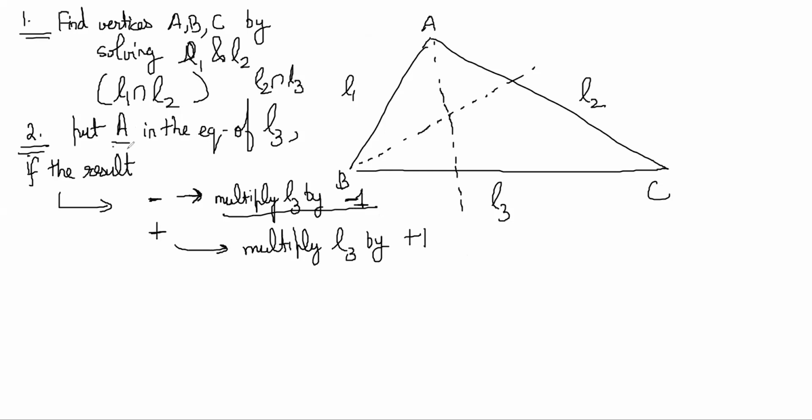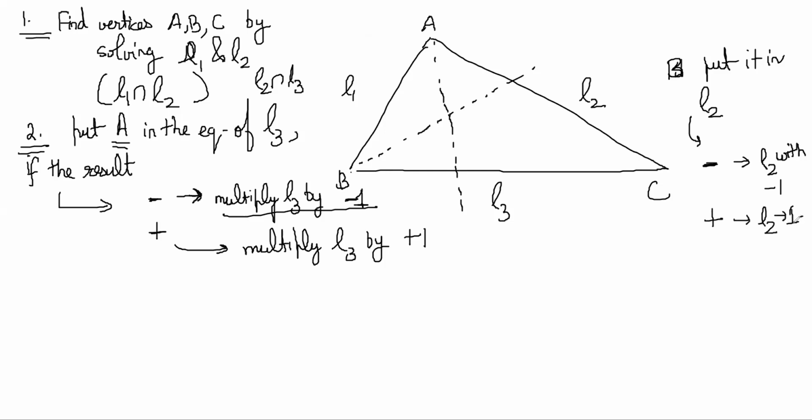Then put A and similarly put B. Put A in the equation of the opposite side. Once you put that in the equation, it can come negative or positive. If it is negative, multiply the L3 by -1. If it is positive, leave it as it is. So B also, I will put it into L2. If it is negative, I will multiply L2 with -1, and if it is positive, I'll do nothing. And you keep on doing that for C as well.